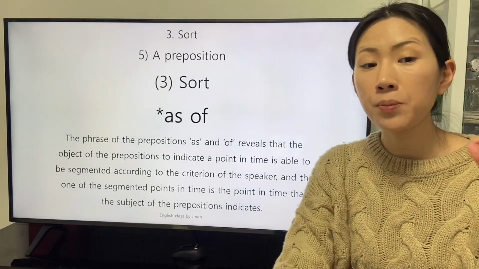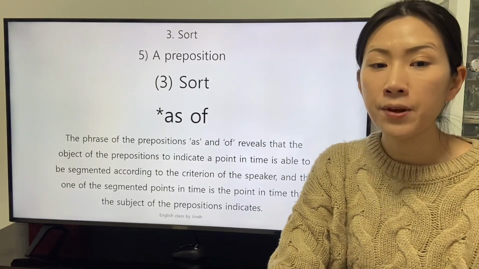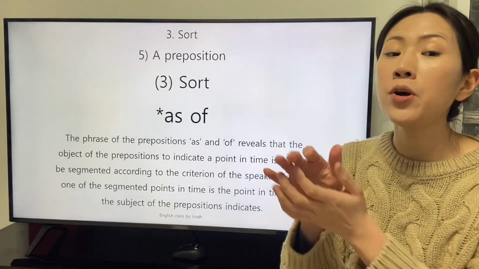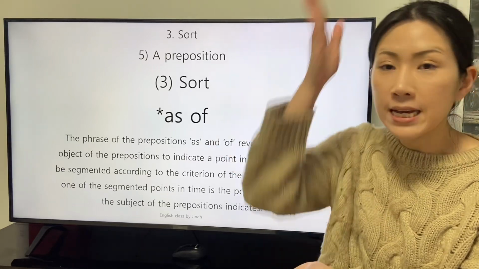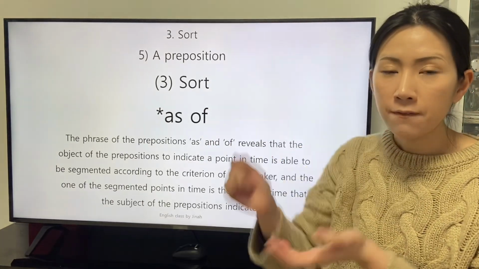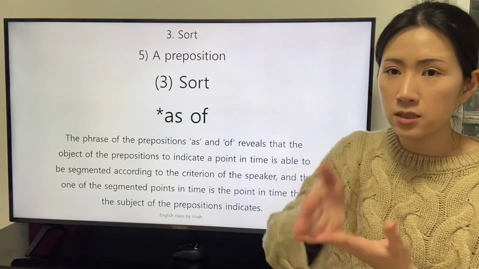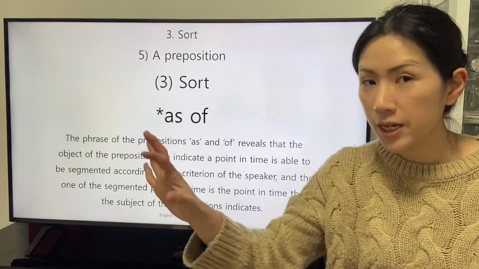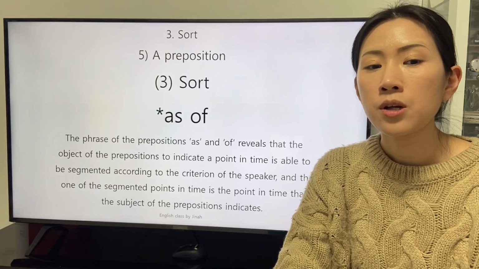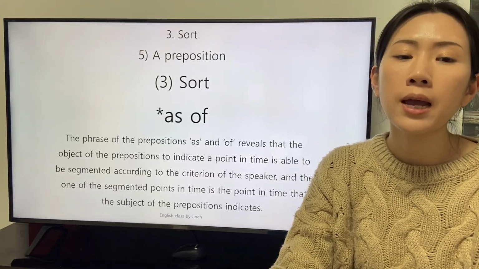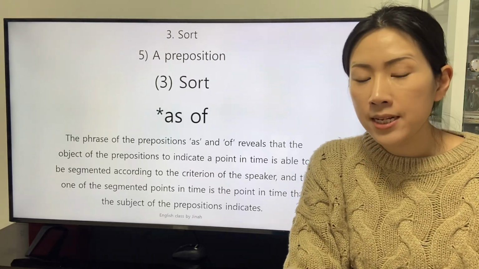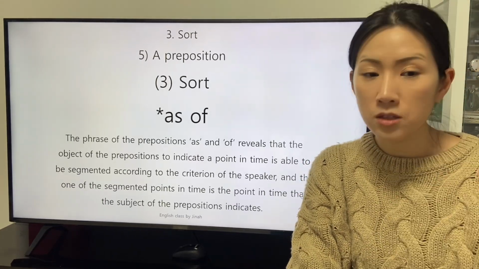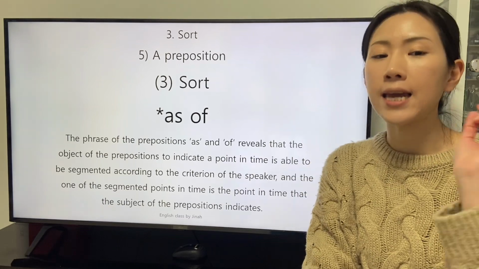The phrase of the prepositions "as" and "of" reveals that the object of the prepositions to indicate a point in time is able to be segmented. 5 minutes can be segmented into 5 bundles of a minute according to the criterion of the speaker, and the one of the segmented points in time is the point in time that the subject of the prepositions indicates.